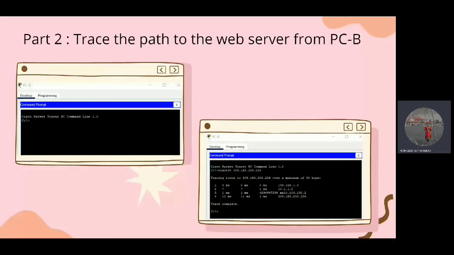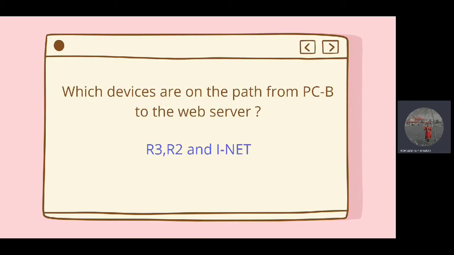Trace the path to the web server from PCB, and we have to repeat the process in step 1. So we have to go to the desktop of PCB and open the command prompt and enter the command tracert 209.165.200.226, and we can see the trace has been completed. The next question, which devices are on the path from PCB to the web server? Answer is R3, R2, and ISP.